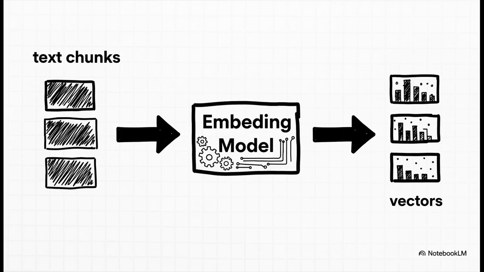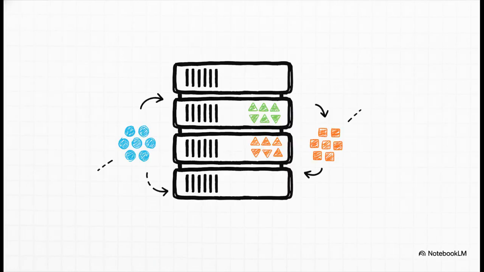But here's the cool part. These numbers capture the meaning of the words. So the vectors for king and queen will be mathematically close, while the vectors for king and cabbage will be very far apart. And finally, all of these numerical vectors get stored in a really specialized kind of library called a vector database.